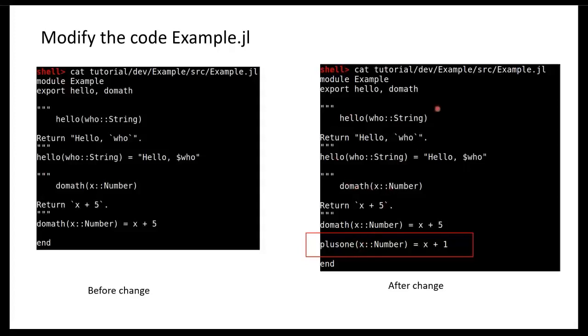And so this Julia file has defined several functions. And what I'm doing here is adding another function definition. So this function does not exist in the original file. And now I have added this new function in the new file.